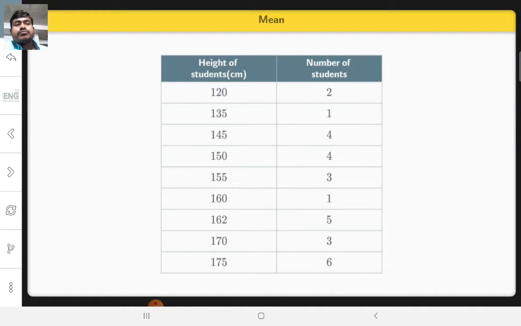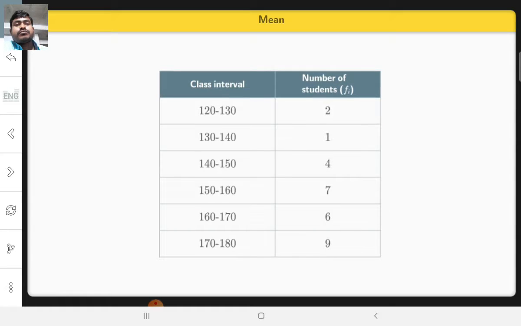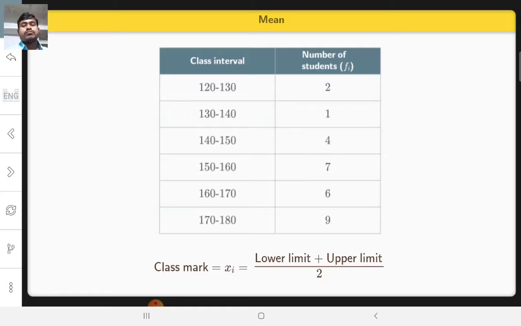Because the data is so large, we convert it into a set of grouped data in classes, or by defining class intervals and allocating frequencies to them. When data is grouped into classes, we assume that the frequency is clustered around the class mark, which is the mean or average of the two class limits.